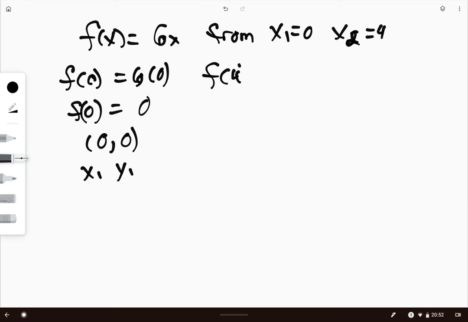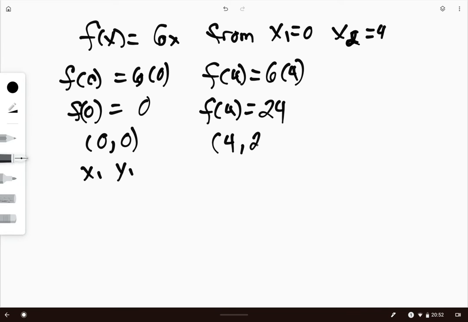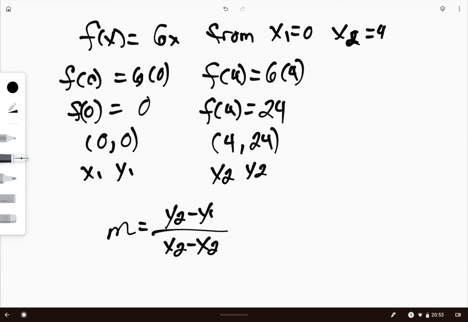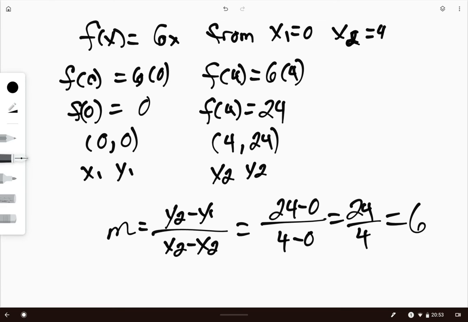So the f of 4 is going to equal 6 times 4. So the f of 4 equals 24. So my ordered pair here is going to be 4, 24. So there's x2 and there's y2. Now again, I use my slope formula to find my average rate of change between these 2 points. All right, so for number 2, my average rate of change is 6.